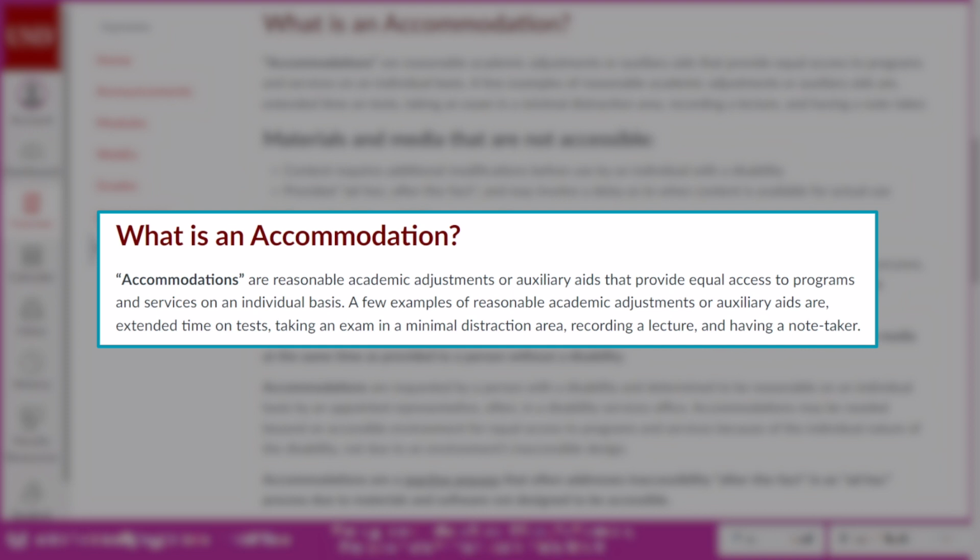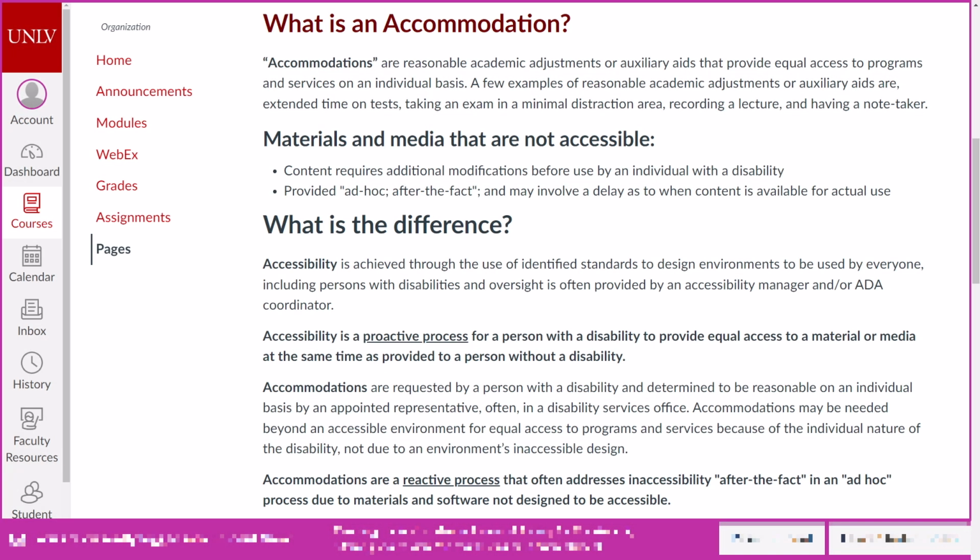Accommodations are reasonable academic adjustments or auxiliary aids that provide equal access to programs and services on an individual basis. A few examples of reasonable academic adjustments or auxiliary aids are extended time on tests, taking an exam in a minimal distraction area, recording a lecture, having a note taker, or providing American Sign Language, ASL, during a live meeting.